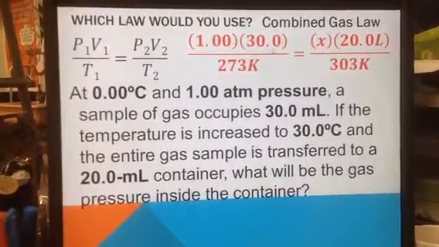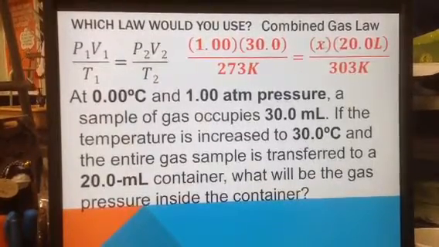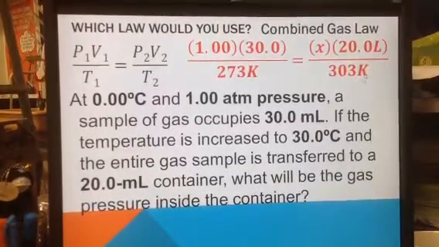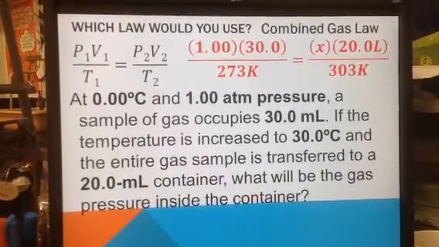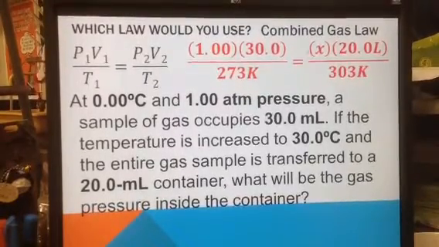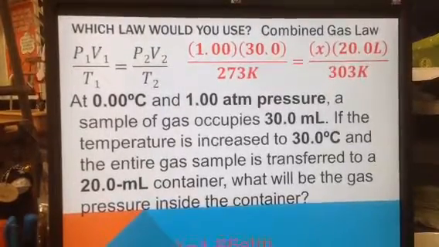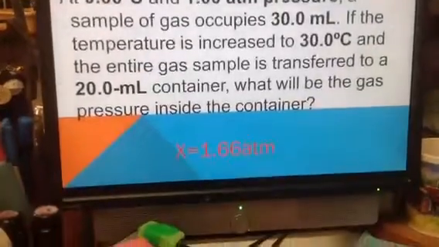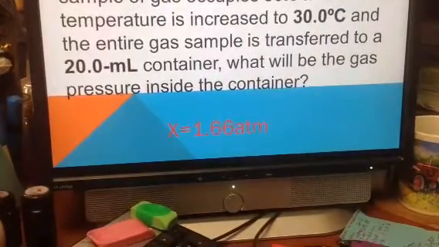1 atmosphere times 30 milliliters over 273 equals x times 20 milliliters over 303. This is a large cross multiply and divide problem. 1 times 30 times 303 equals 20 times 273x. So I'll have to isolate my variable. When I solve this problem, you should end up with 1.66 atmospheres.